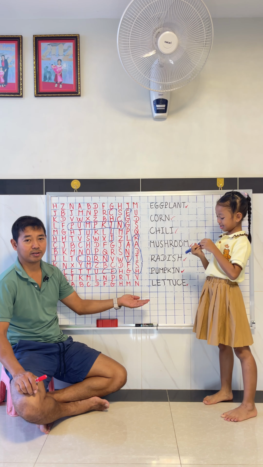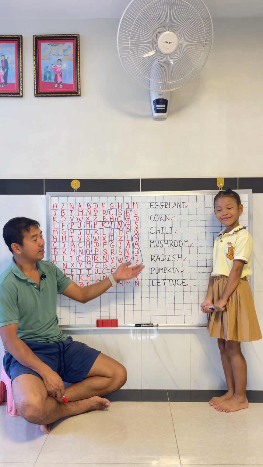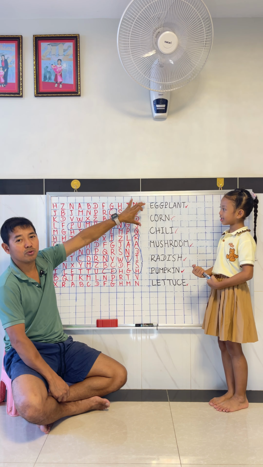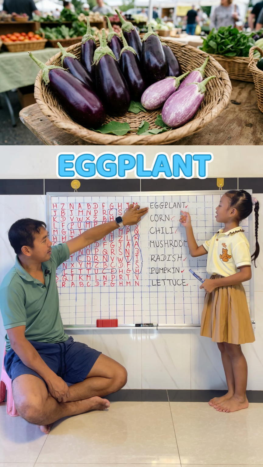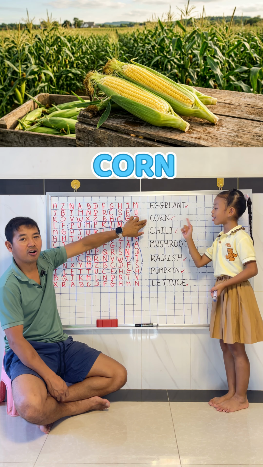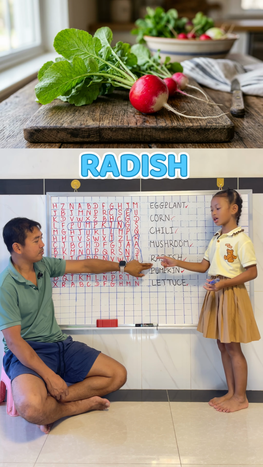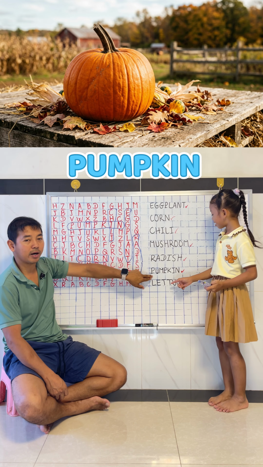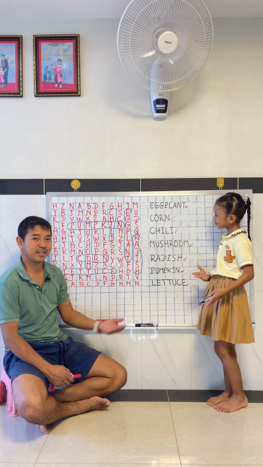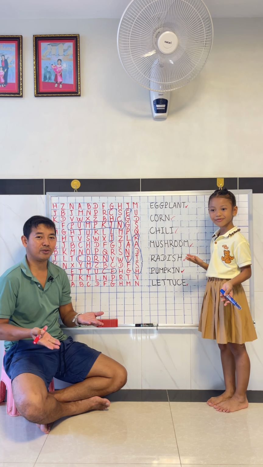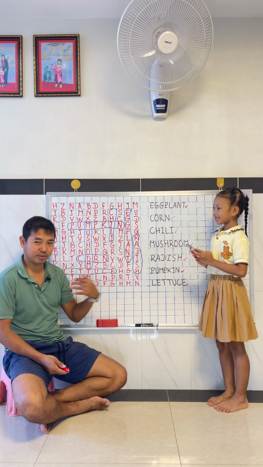So our seven words of vegetable vocabulary we already found in the puzzle game, and then we will do the reading again. Okay. Number 1, eggplant, corn, chili, mushroom, radish, pumpkin, lettuce. After we read again, our video will be finished.